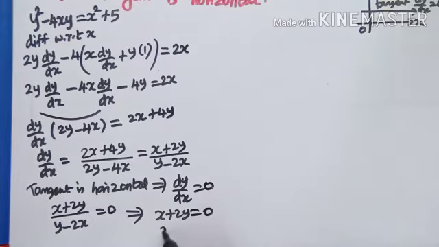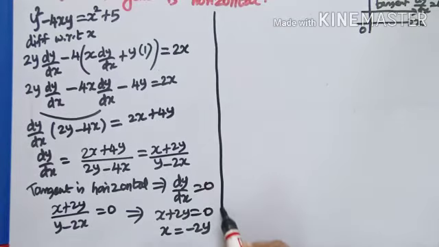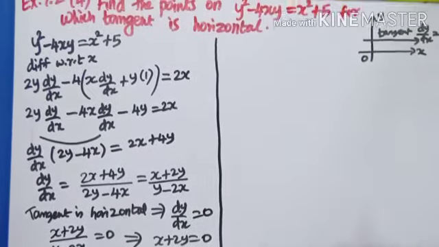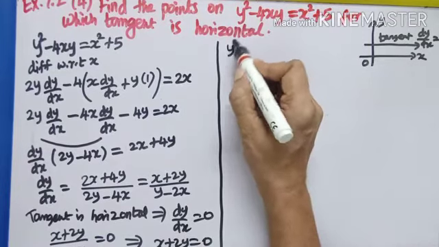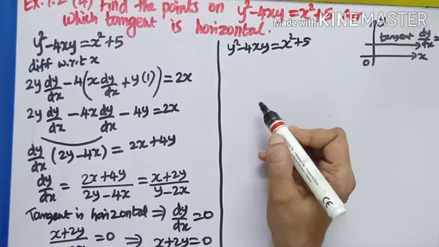So wherever x is coming, I can put minus 2y. Now substitute this in the given equation of the curve. What is the given equation of the curve? y square minus 4xy equals x square plus 5.